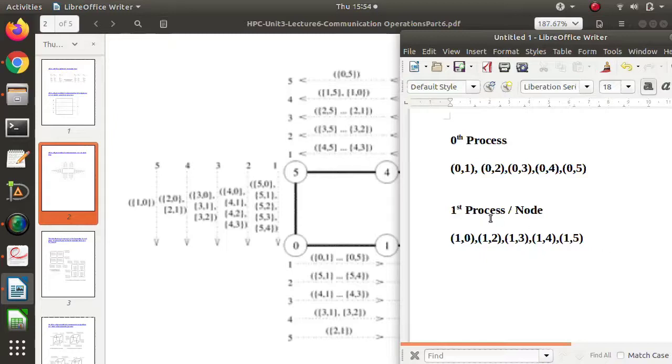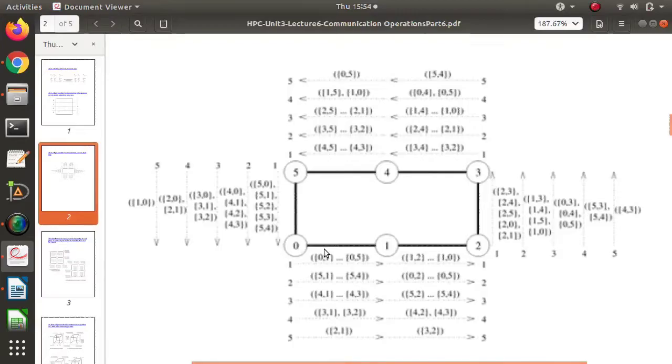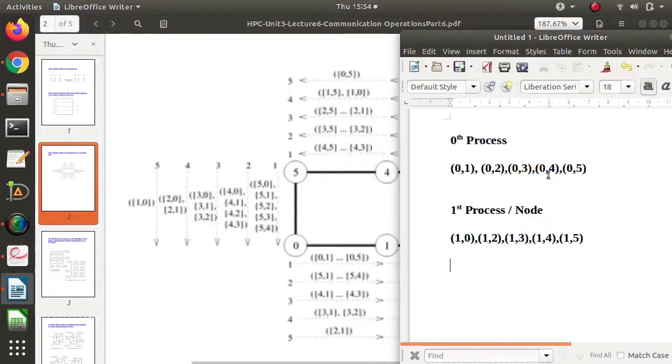So suppose it is second process, so 20, 21, 23, 24, 25. Third process, 30, 31, 32, 34, 35. Likewise, every process, every node has these messages. Zero process will have these messages. First process will have these messages. Okay. Now see. So in the beginning, before communication is started, these processes have messages like this.